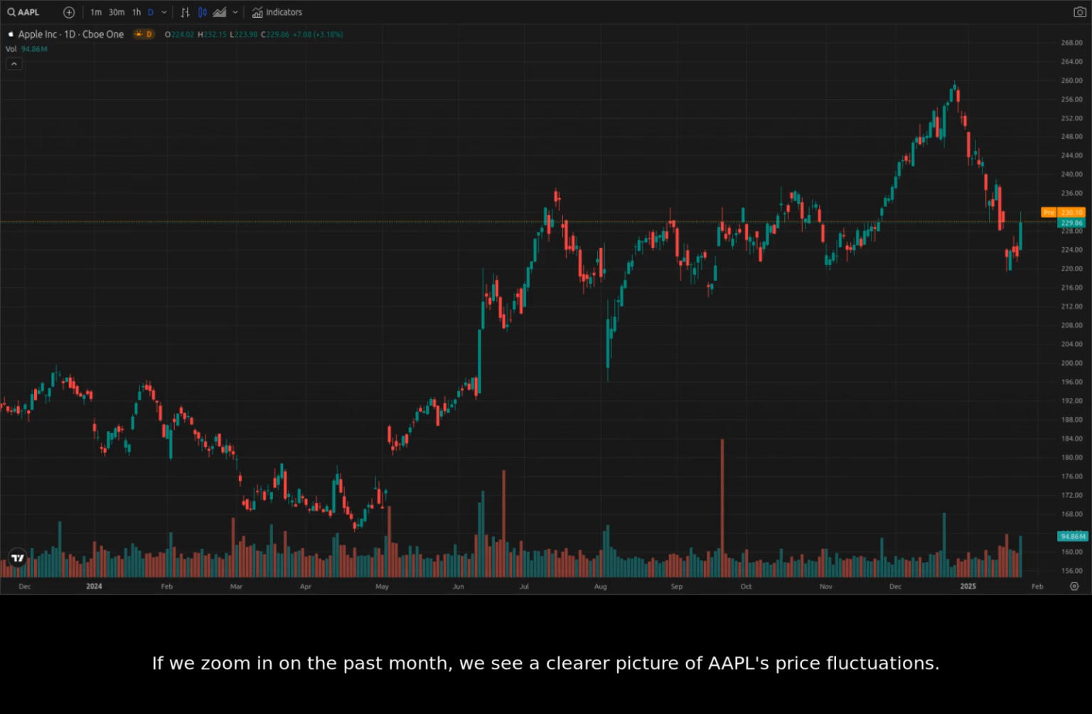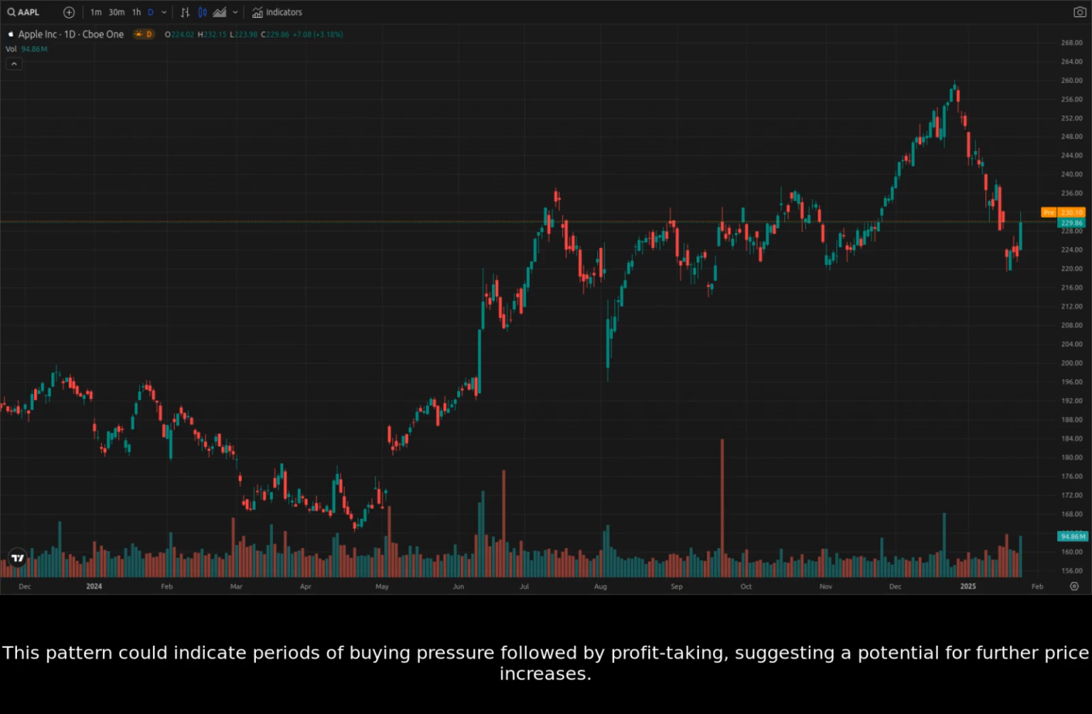If we zoom in on the past month, we see a clearer picture of AAPL's price fluctuations. There have been periods of strong upward momentum interspersed with periods of consolidation. This pattern could indicate periods of buying pressure followed by profit-taking, suggesting a potential for further price increases.